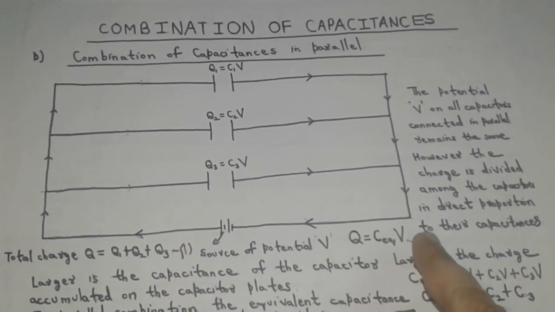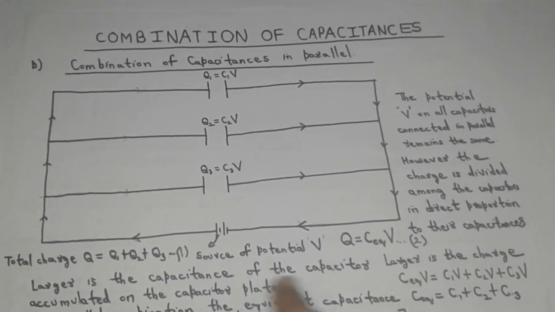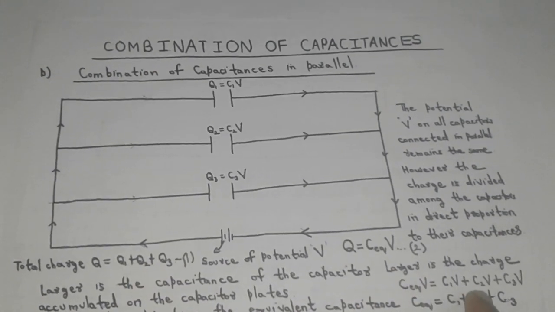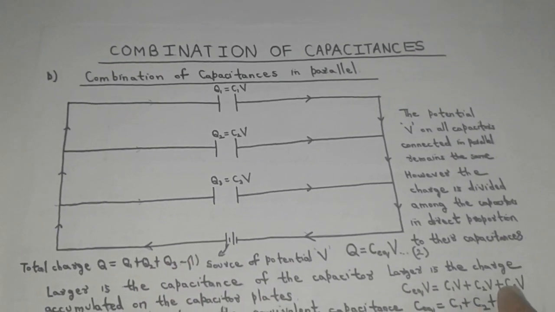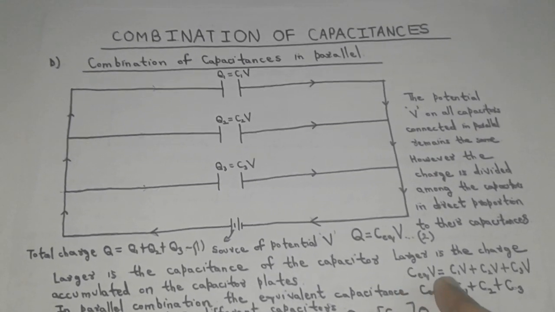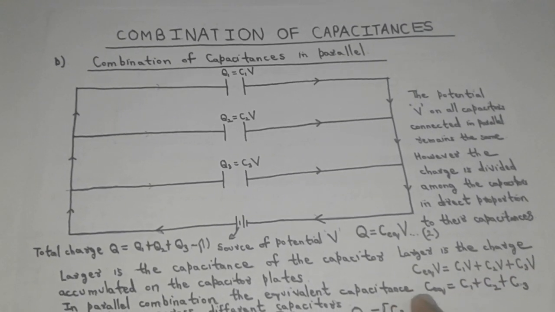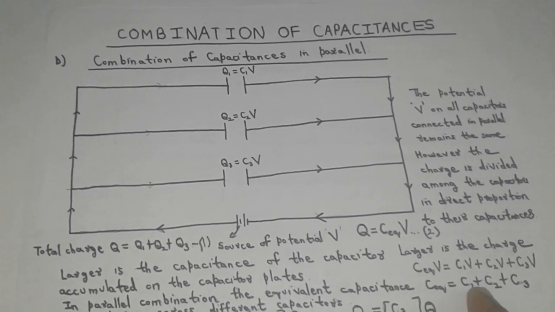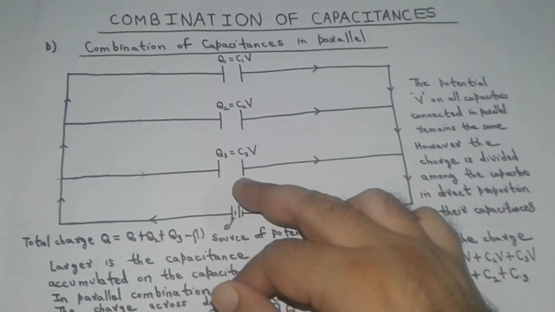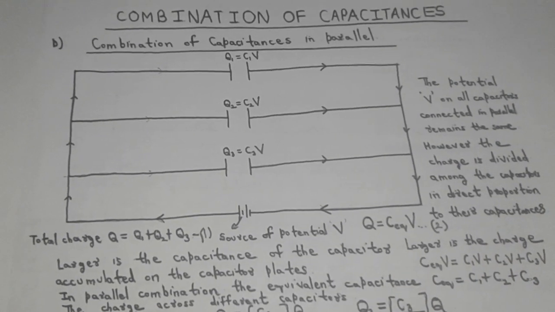Comparing equation 1 and 2, we can substitute Q as C equivalent into V, Q1 as C1V plus Q2 as C2V plus Q3 as C3V. So our equation takes the following form: C equivalent V is equal to C1V plus C2V plus C3V, which can be further written as C equivalent is equal to C1 plus C2 plus C3. Hence, in parallel combination of capacitances, the equivalent capacitance is equal to the sum of capacitances.